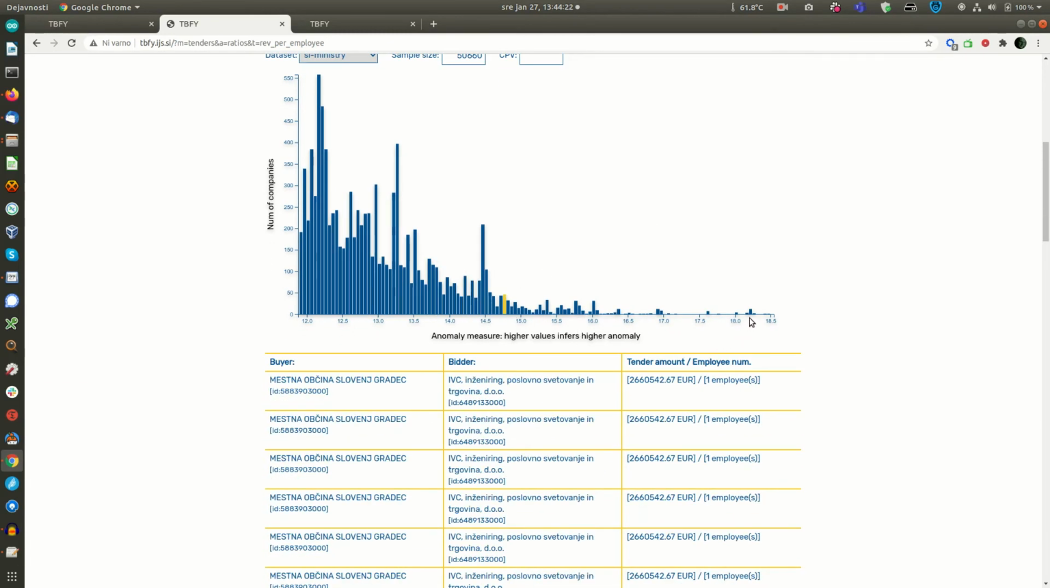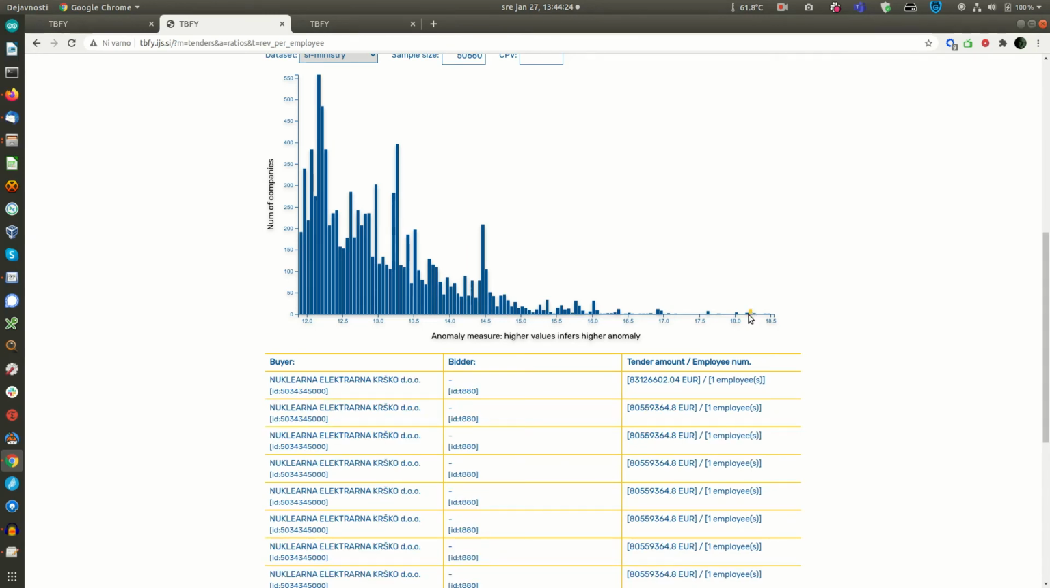Here we see the 5% of most deviating ratios, which we call anomalies. These anomalies are weighted. The higher the ratio, the more the anomaly is rated and the more it contributes to the company anomaly index. For example, if we take the highest ratio, we can see one company, Bidder, which has one employee only and has received 83.1 million euros from the Slovenian nuclear plant.